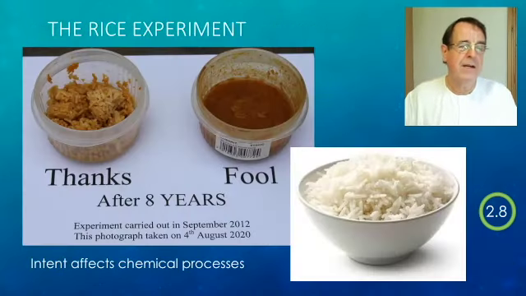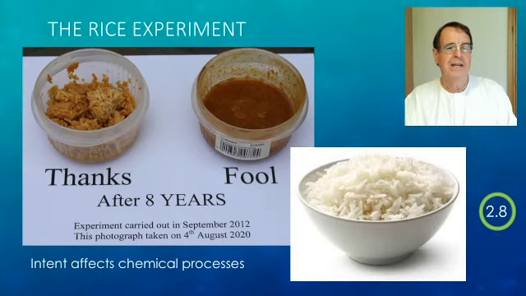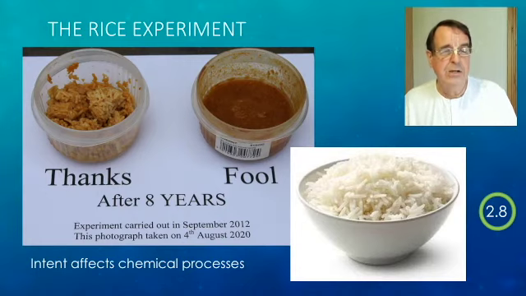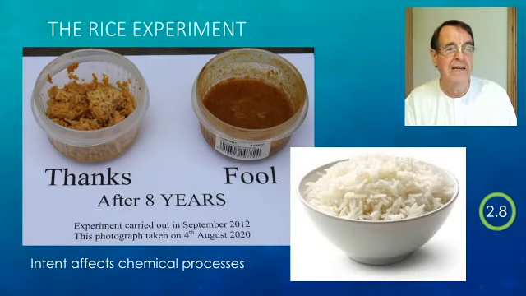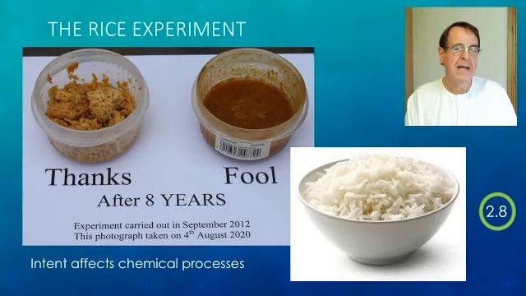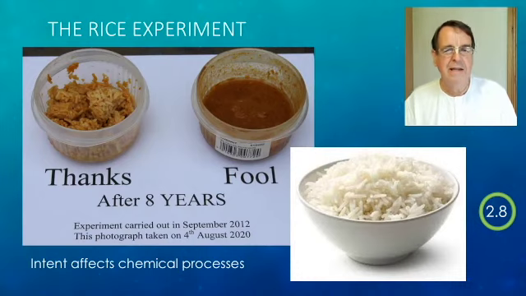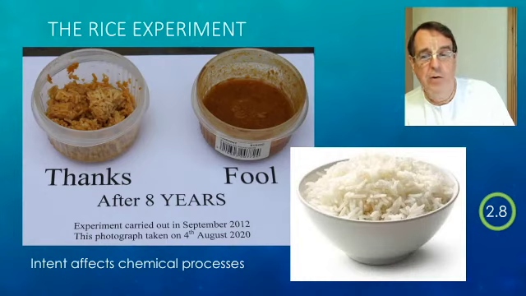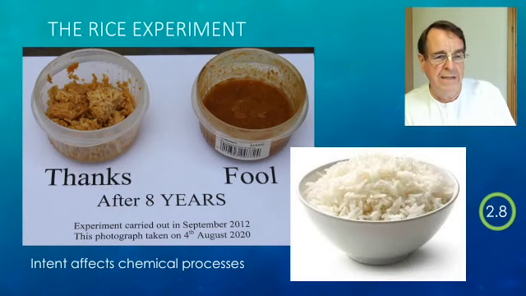And we gave another example of an experiment that you can do yourself: creating two tubs of cooked rice, where you offer thanks to one and you're very nasty to the other tub. And this is what the two tubs look like after 8 years. The thanks rice is still intact after 8 years, whereas the other rice within 18 months was a nasty brown smelly liquor. So this rice experiment shows that intent alone can affect the rate of chemical processes in organic matter. It has applications in biology.